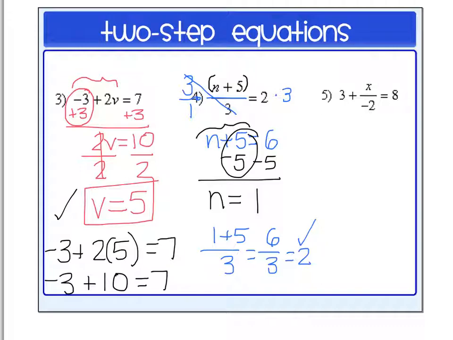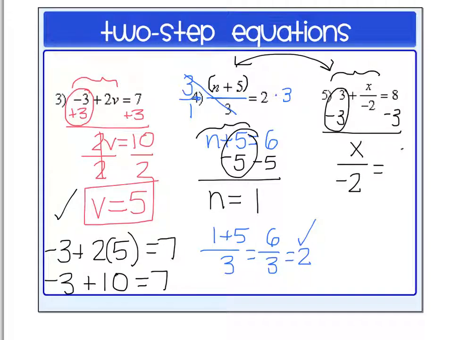Now I want you to realize that these two equations are different. The one on the left has the n plus 5 grouped together on the top of the fraction bar, which is why we get rid of that addition last. But on the one on the right, you'll notice that the plus 3 is off to the side by itself. Since it's off to the side by itself, we want to get rid of it by subtracting 3 right off the bat. To get rid of a positive 3, we subtract 3. That gives us 0. And we're left with x over negative 2 equaling 5.